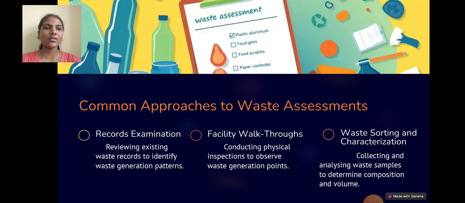Next, the common approaches to waste stream assessment. The first approach is about records examination. It reviews existing waste records to identify waste generation patterns. The second approach is about facility walkthroughs, conducting physical inspections to observe waste generation points. The third approach is about waste sorting and characterization. It explains the collection and analysis of waste samples to determine composition and volume.